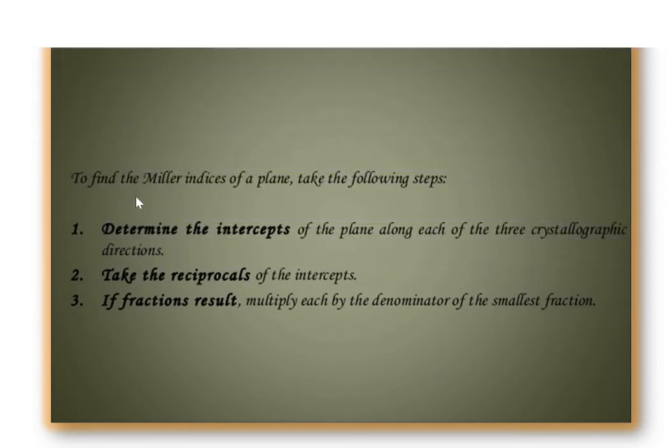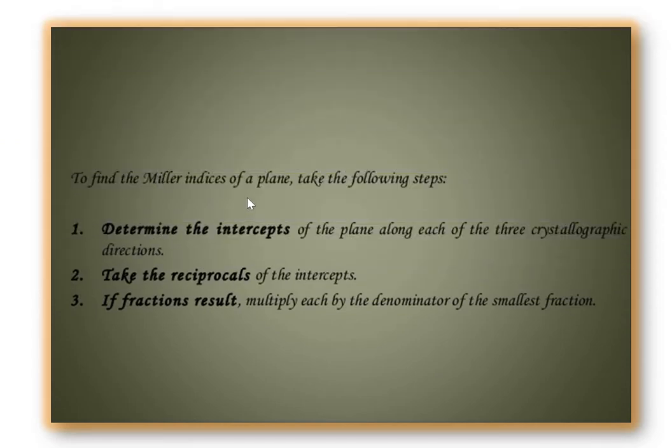Now, to find the Miller indices of a plane, take the following steps. In the first step, determine the intercepts of the plane along each of the three crystallographic directions. Second step, take the reciprocals of the intercepts. And the third step is, if fractions result, then multiply each by the denominator of the smallest fraction.